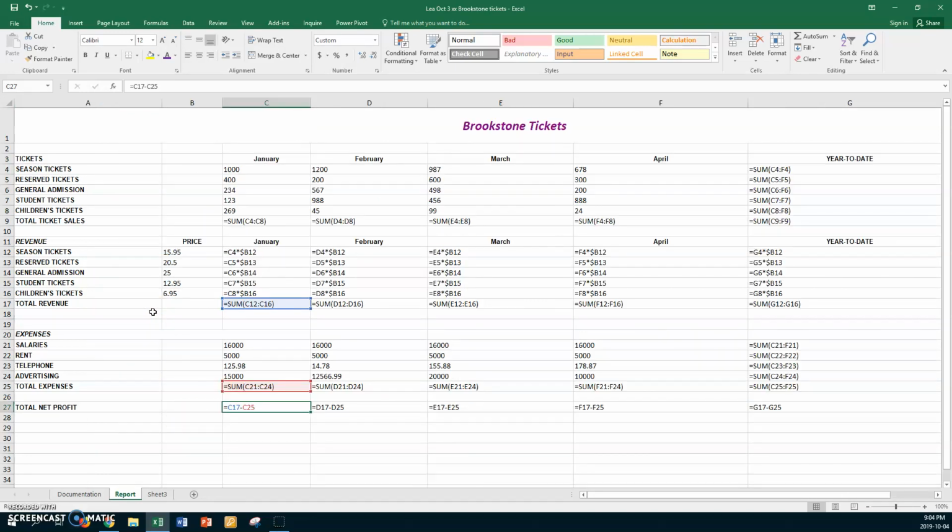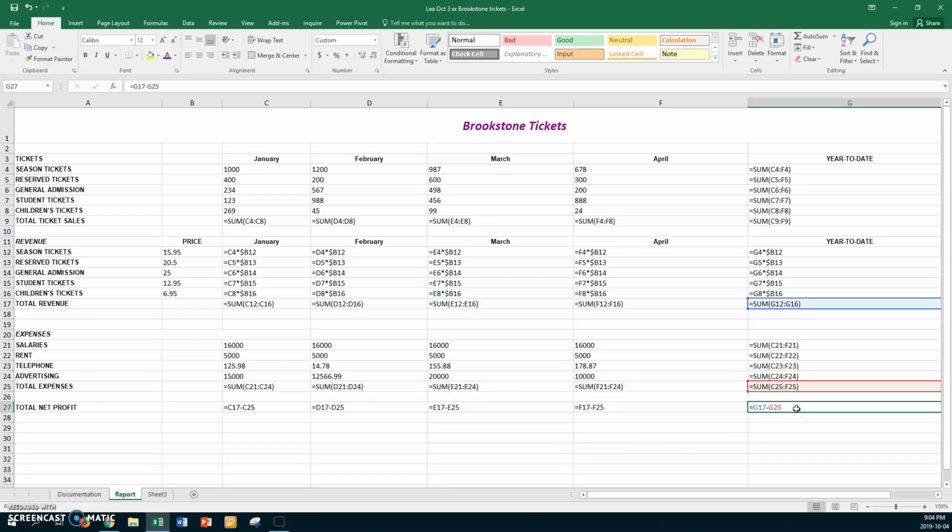And again, we'll go over that. Your net profit or net income is revenue minus expenses.